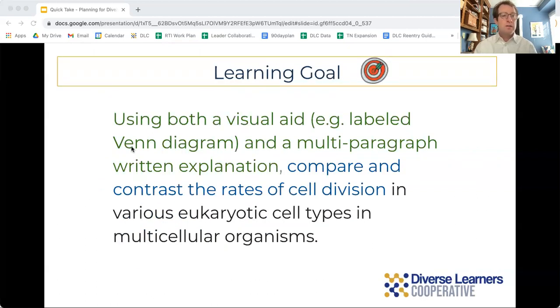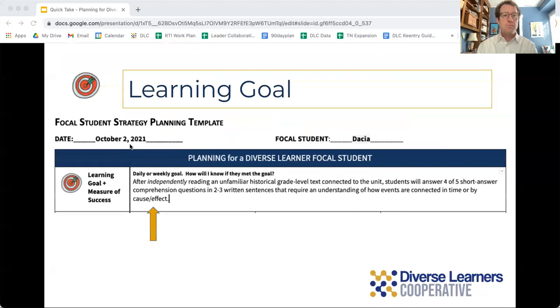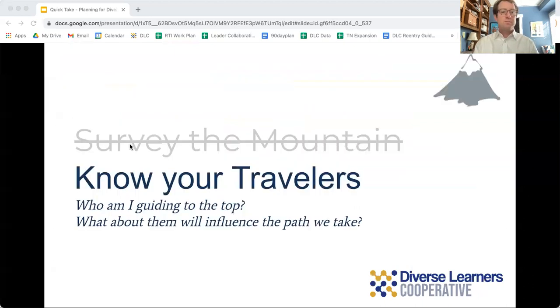So here's an example. This is a science learning goal. Using both a visual aid, like a labeled Venn diagram, and a multi-paragraph written explanation, the student would compare and contrast the rates of cell division in various eukaryotic cell types in multicellular organisms. So now we know where we're going. We're actually, at the end of this unit, going to be asking Alex to create this visual aid and label it, and then write multiple paragraphs comparing and contrasting the rates of cell division. So I want to add that to the template.